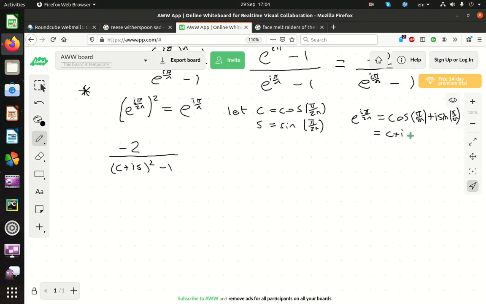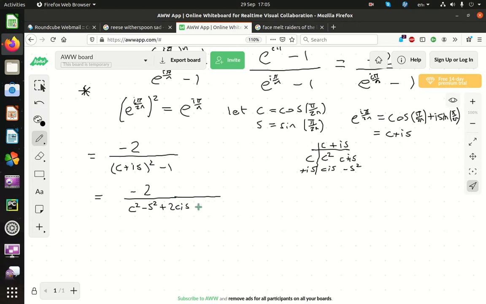Now let's quickly work out what c plus is squared equals. You can just do it in a little grid like this. And don't forget that i squared is minus 1. You're going to get c squared plus cis plus cis, and then you're going to get minus s squared because i squared is minus 1. So this is exactly the same as minus 2 over c squared minus s squared plus 2cis, minus 1. This just saves you writing down loads of trig.